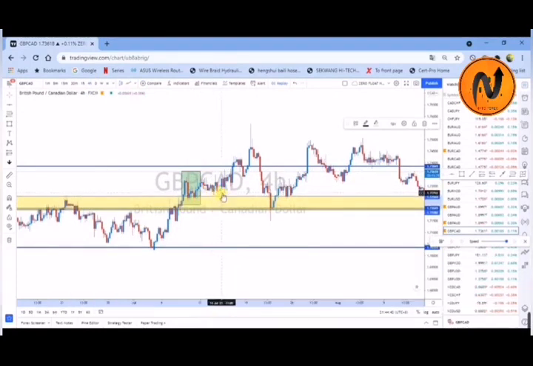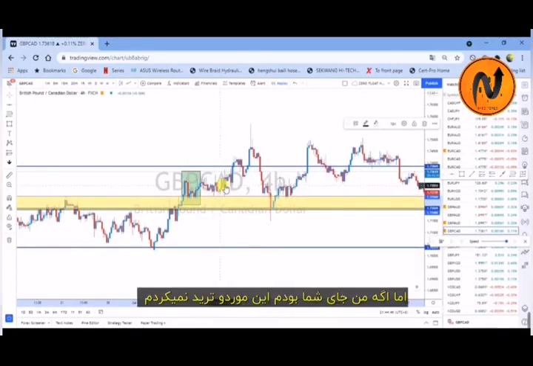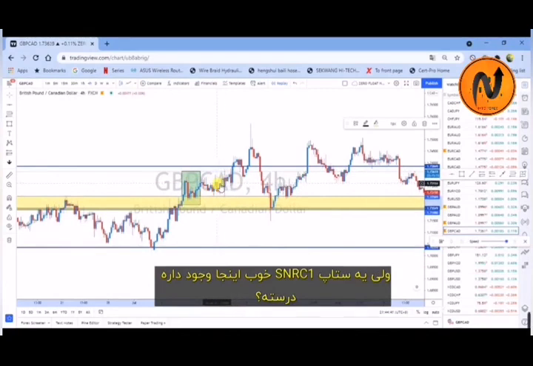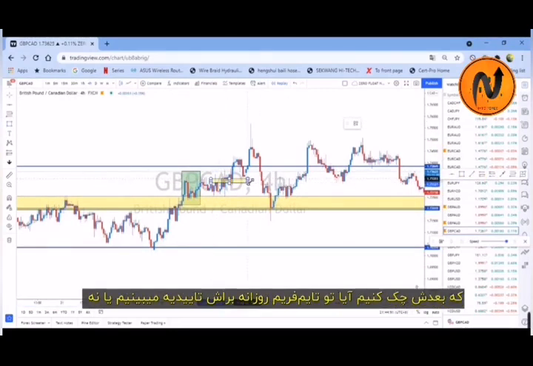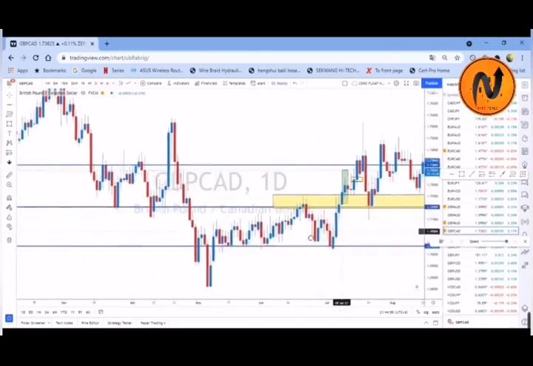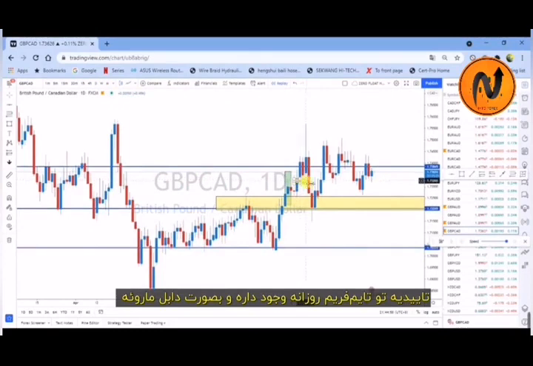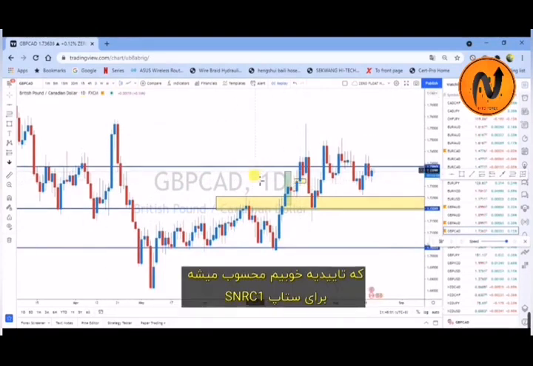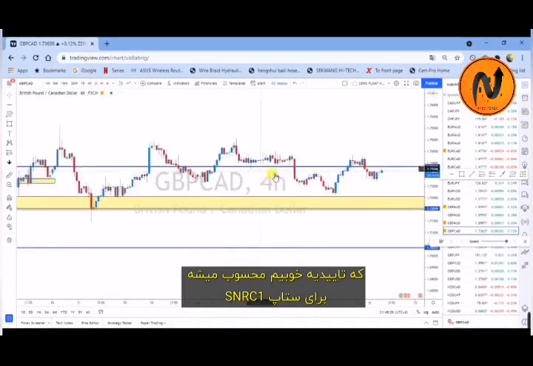Okay, but if I were you, I wouldn't trade. But here there's a nice SNRC1 setup. Okay, so let me mark this as our zone. Whether we can see any confirmation on the daily time frame. A confirmation on the daily time frame, which is the double Marubozu. So this is also a good confirmation for the SNRC1 setup.